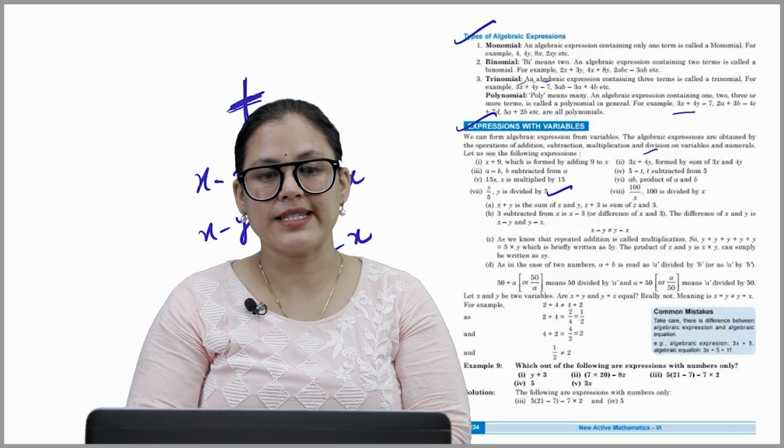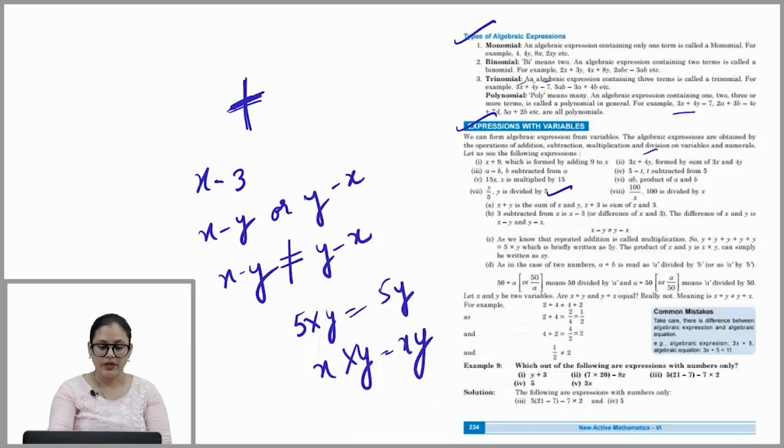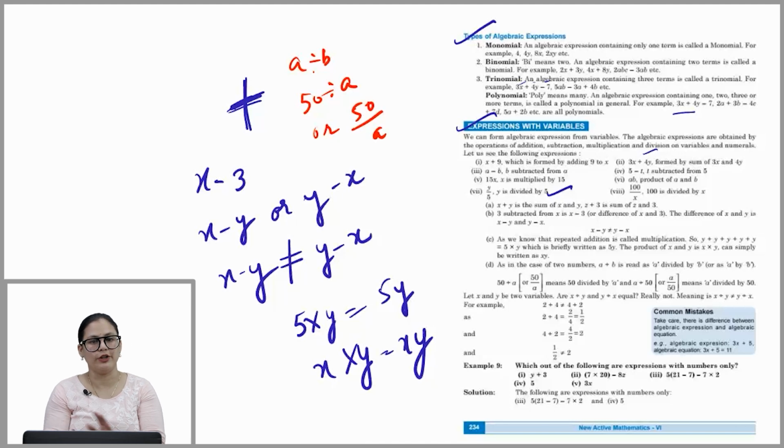As in case of two numbers, a divided by b is read as a divided by b or a by b. Simply. So, 50 divided by a, or you can say 50 by a, both are equal.